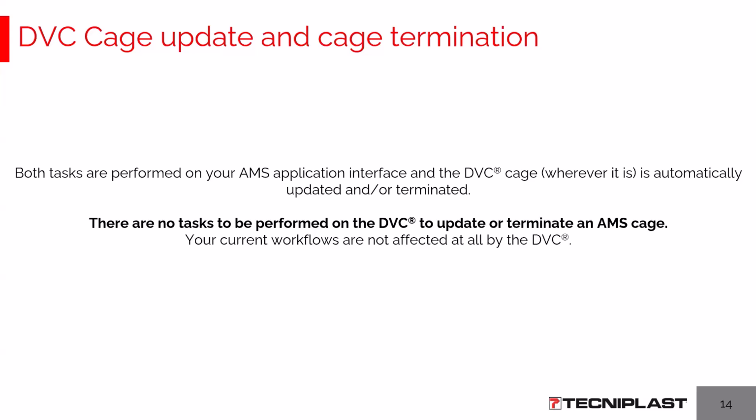As you can read from this slide, there are no tasks to be performed on the DVC because we are integrated with AMS. So if you have to remove one animal, add the newborns, or finally terminate the cage and cull all the animals, keep performing these tasks as you are used to do in your animal management system interface, and DVC will automatically update the corresponding DVC cage, wherever it is, if it is still inserted or if it is already gone to the washing because the animals have been, for instance, already culled.